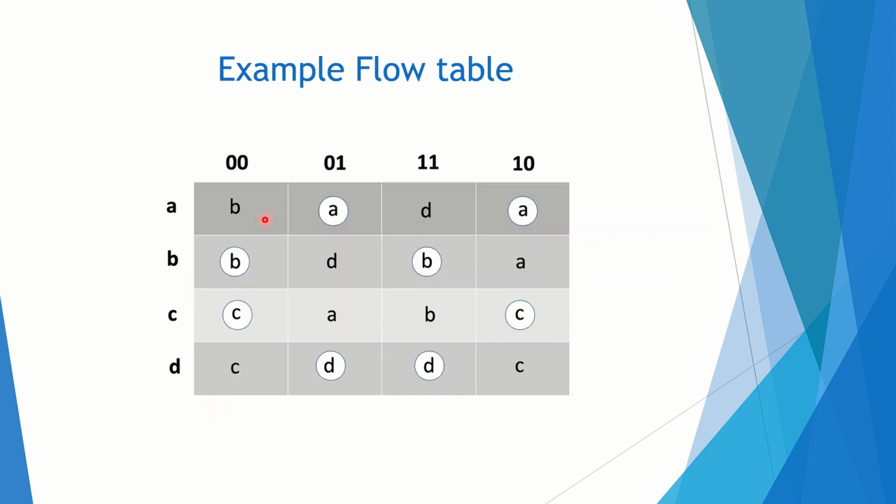So this is an example flow table in which we have to give a race free state assignment. So there are four states. You can see here from A, when the input is 0, 0, it goes to state B, and when it is 0, 1, it remains in the same state, that is a stable state. The circled ones are stable states. And from A, when the input is 1, 1, it goes to state D. When the input is 1, 0, it remains in the same state A. Similarly, you can see the next rows.